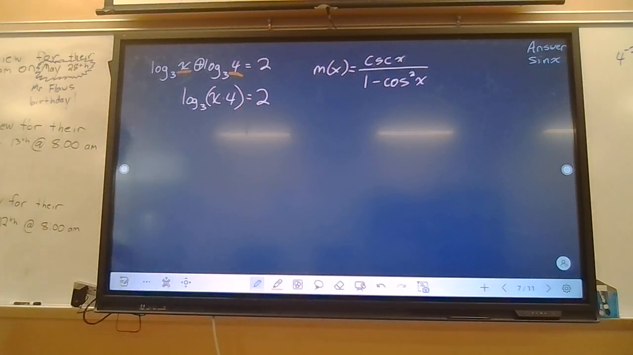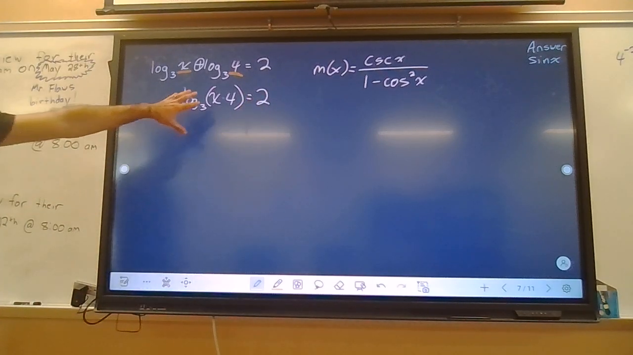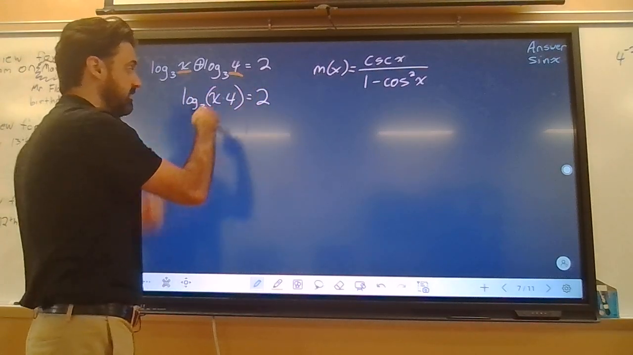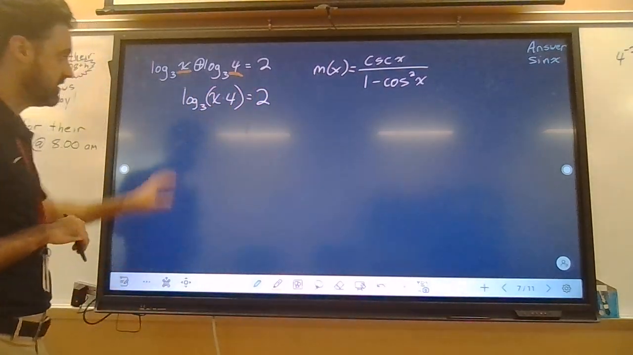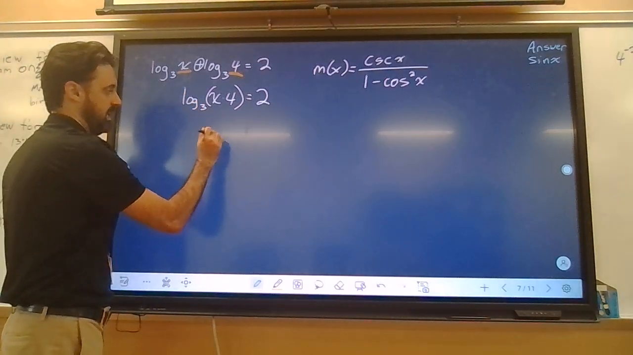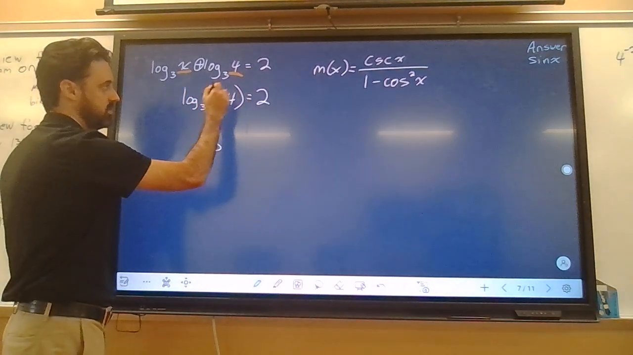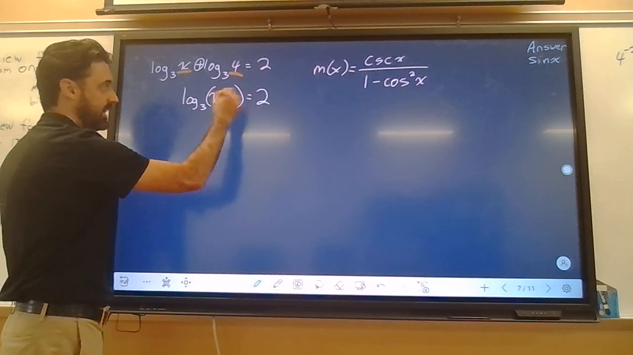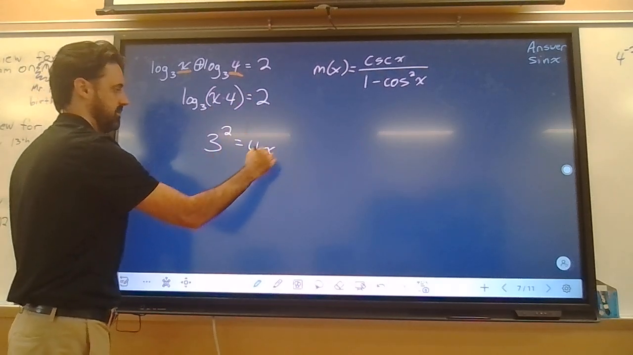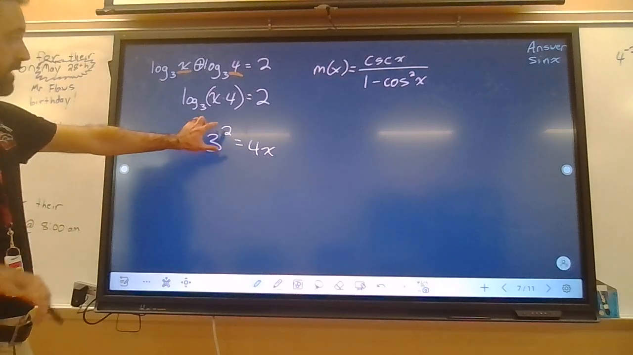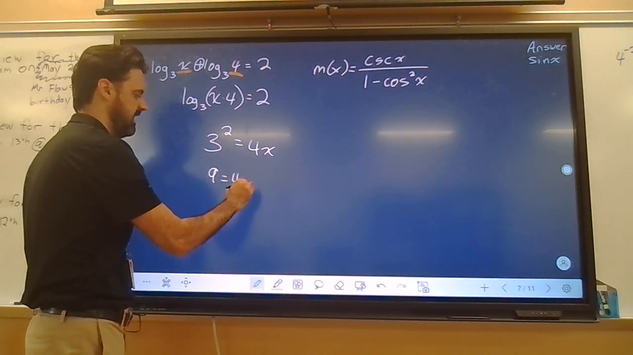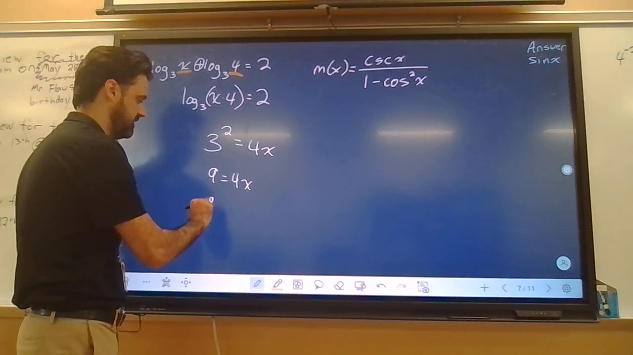That's our first step. The second step, to solve a log equation, unless there's 1 log on both sides, we've got to convert to an exponent. Okay, so we get rid of the word log. The base of the log is now the base of our exponent, and these two things are switching here. Okay, so our exponent is now 2, and this is x times 4, or 4x. All right, from there, 3 squared is 9. So 9 equals 4x, and then just divide the 4 over, so x is 9/4.